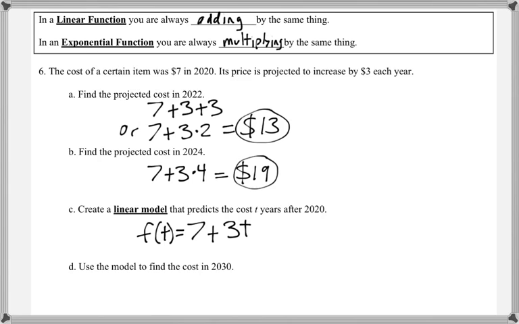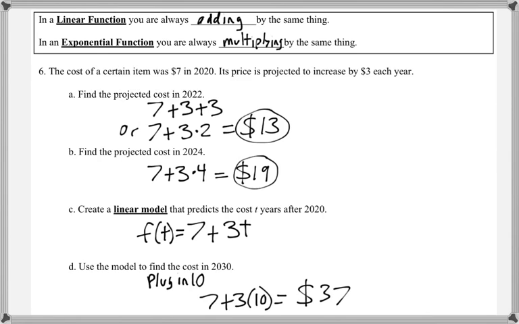So for part D, it says use the model to find the cost in 2030. You would just plug in 10. So 7 plus 3 times 10, and that'll get you $37. So that is a linear function.